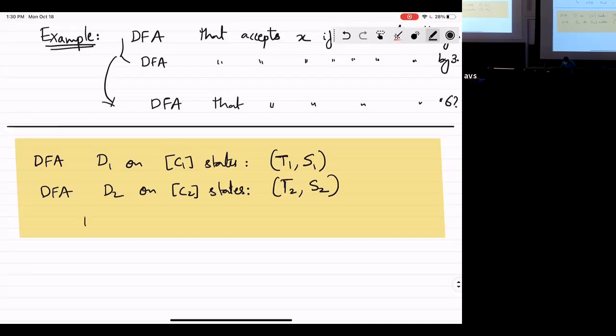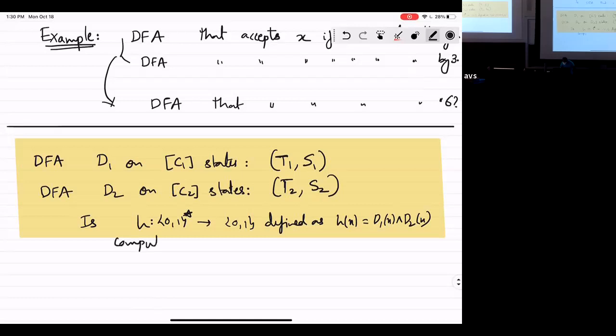I'm asking you: is H, defined as H of X is D1 of X and D2 of X, computable by a DFA? So what do you think is the answer and how can I go about computing it?